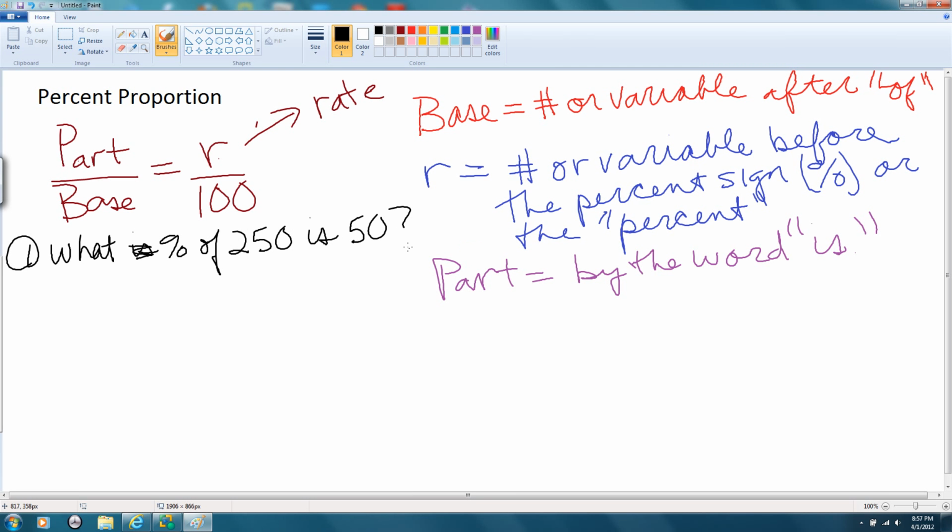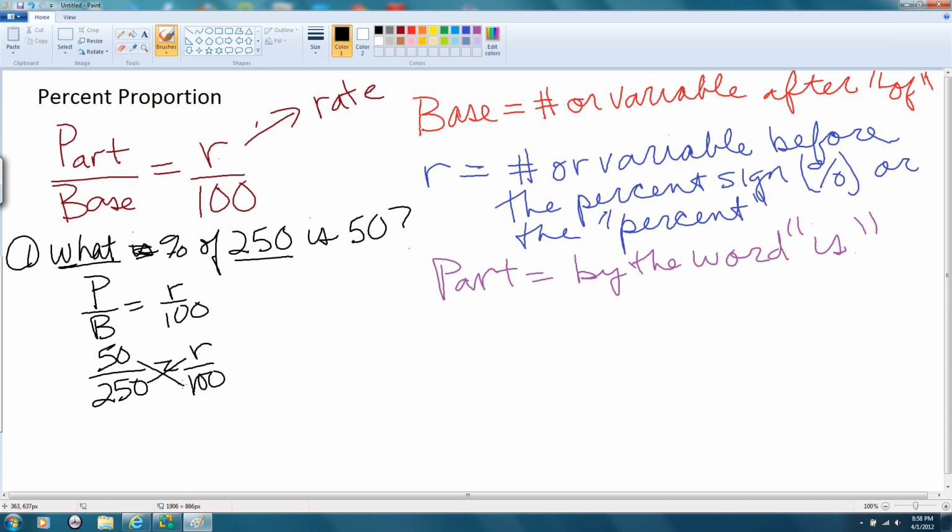And the way we do this is we go P over B is equal to little r over 100. And we go, of 250, well that's easy. That's the base, because it's after the word of. Let's see, the rate is the thing before the percent sign, or the word percent. Oh, that must be a variable, so I guess I'll just keep that r, and the 100 is always 100. And is 50. Oh, the thing by is is the part, and that's the only thing I have left anyway.